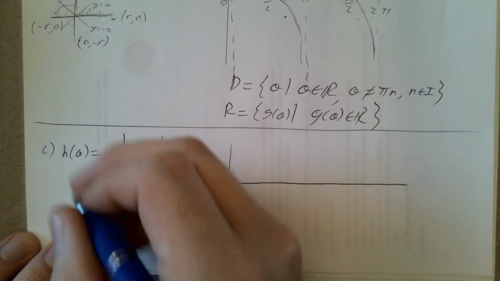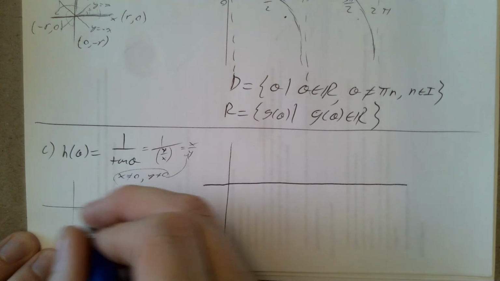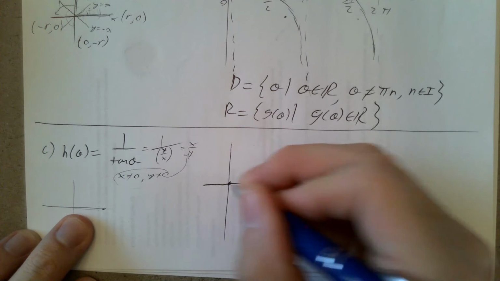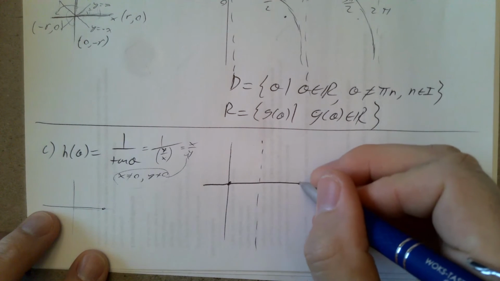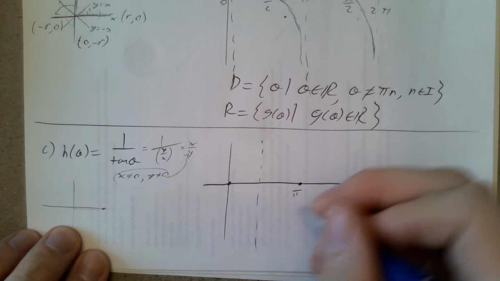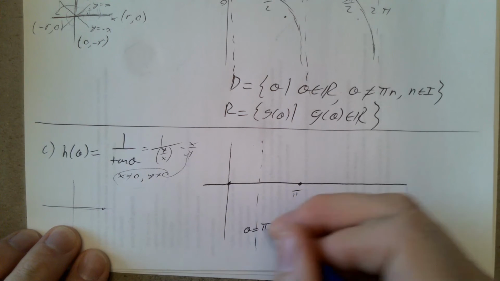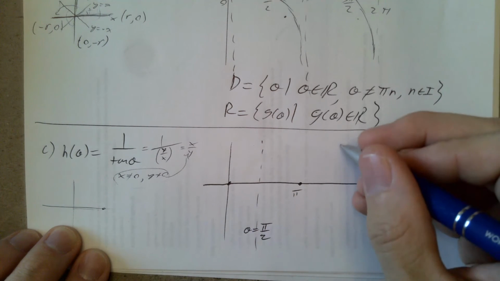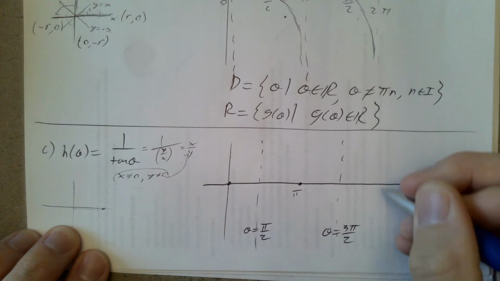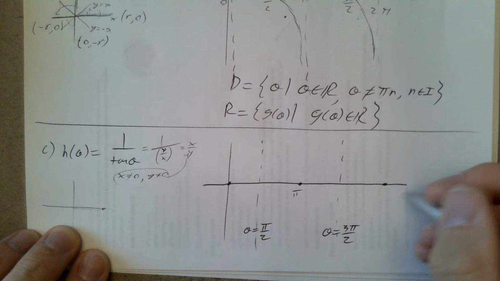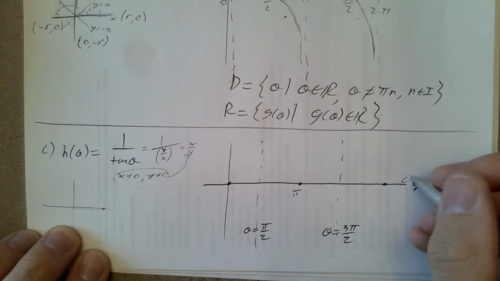The tangent curve, let's see, the tangent of 0 is 0. The tangent of pi by 2 does not exist. The tangent of pi is 0. The tangent of 3 pi by 2 does not exist. And the tangent of 2 pi is 0. Again, there's y equals 0. That's the theta axis.